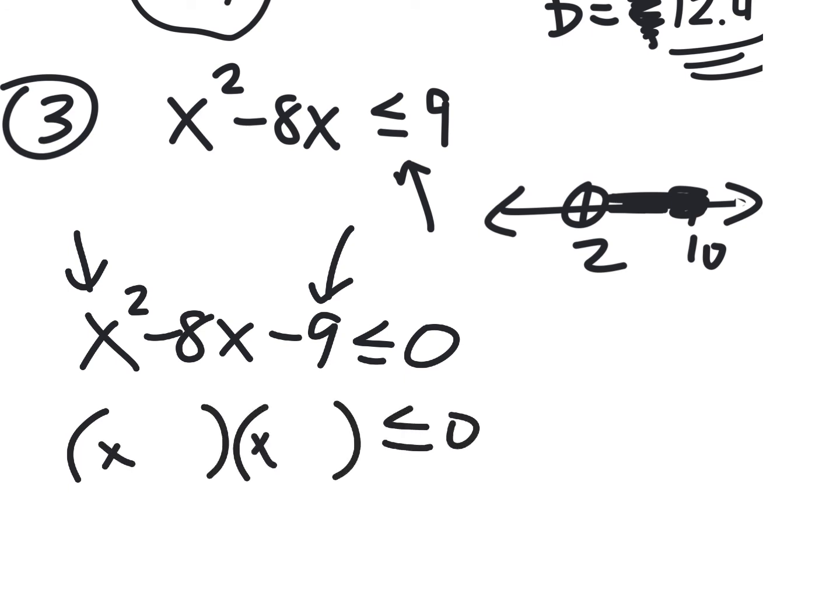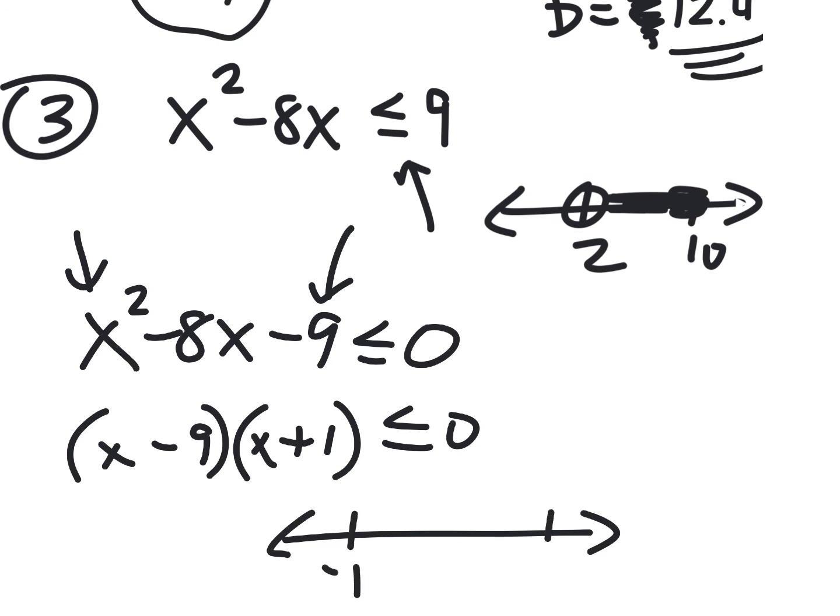X minus 9, x plus 1. Did I do it right? Then do you think the key numbers are -1 and 9? And do those key numbers actually work themselves? If you put 9 in, I want you to just think this through. Why is 9 working? Because it equals 0, and 0 is equal to 0. So that's why 9 works.